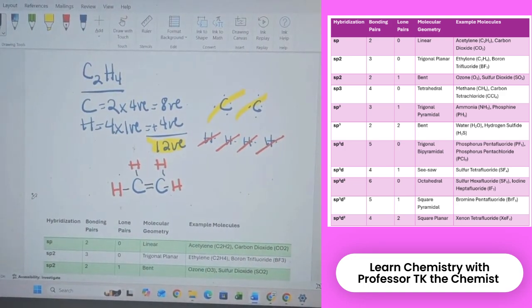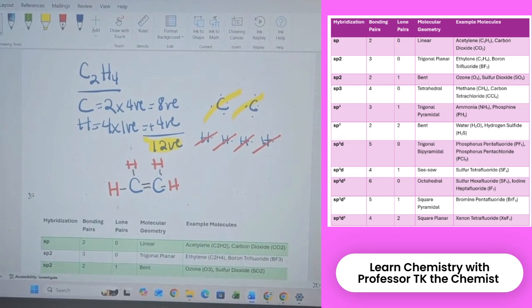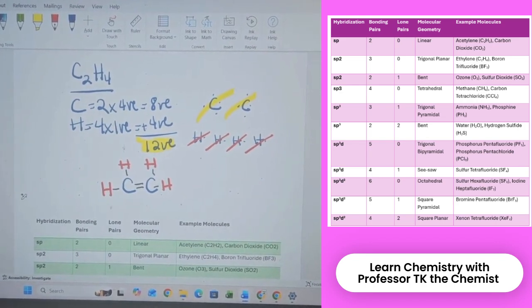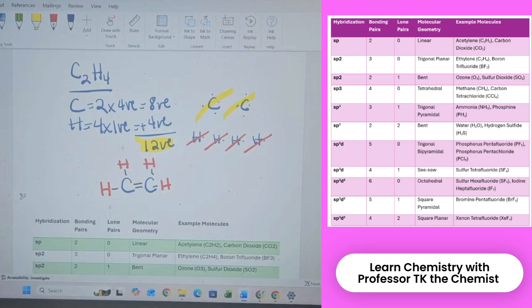So let me zoom out and write this again. Those of you taking pictures of this, you will know the answer, all right? It has 3 bonds, 0 non-bonding. Therefore, this is trigonal planar.